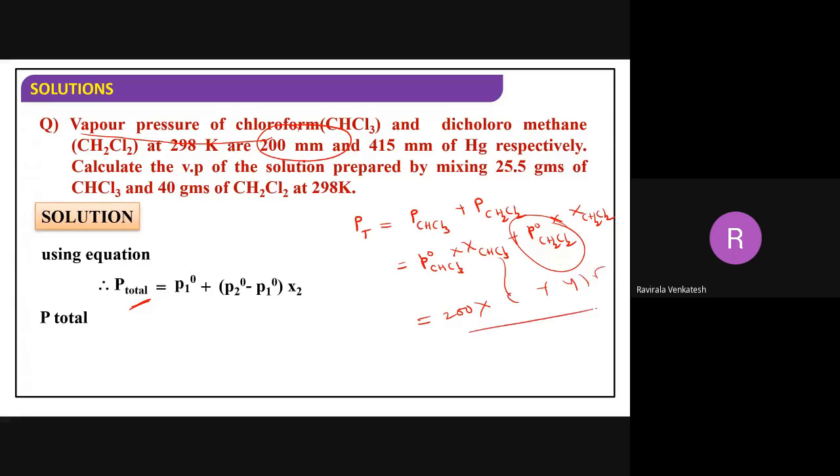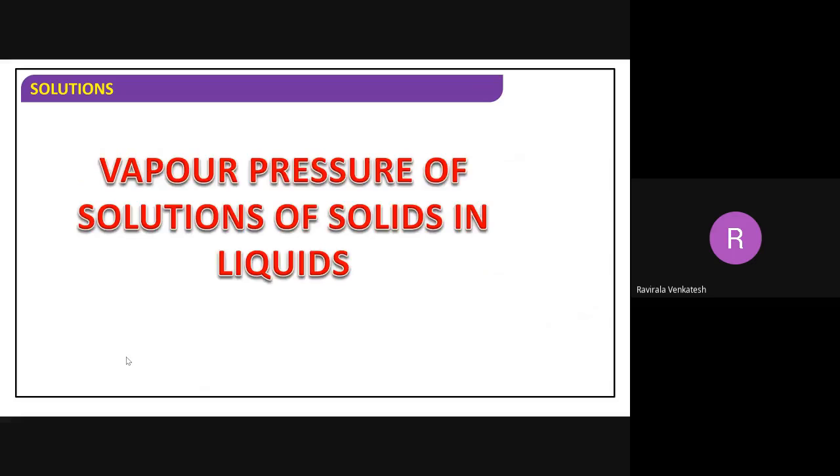Now when you substitute everything, we get the P total like this. That is 347.9. Got the answer now. In this way, you may get questions.